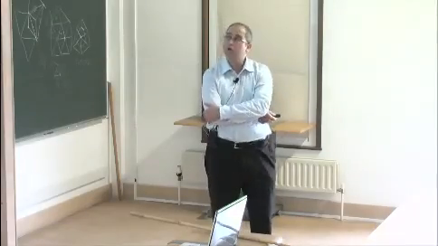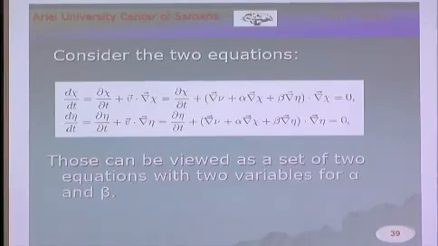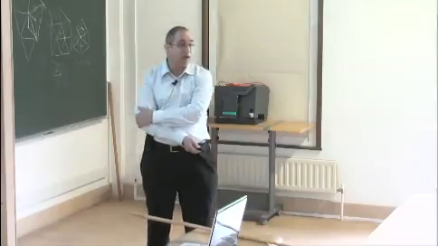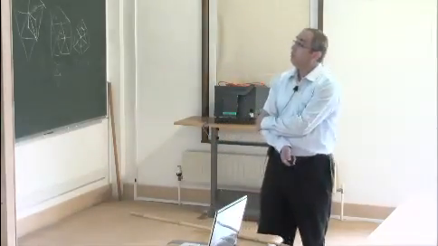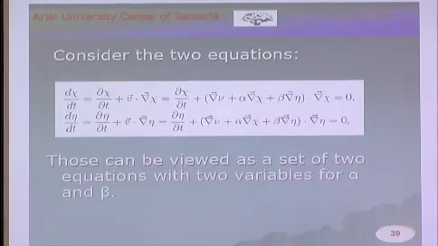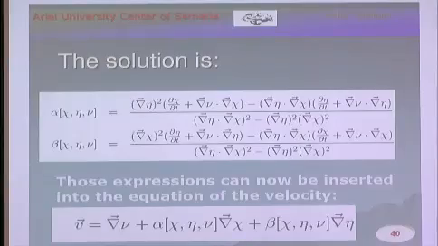Let's look at those two equations, which tell us that the material derivatives of chi and eta are null. If you write them explicitly and put in for the velocity a generalized Clebsch representation, then you get two equations which can be viewed as a set of two equations for the two variables alpha and beta. And of course, they can be trivially solved. And this is the solution.